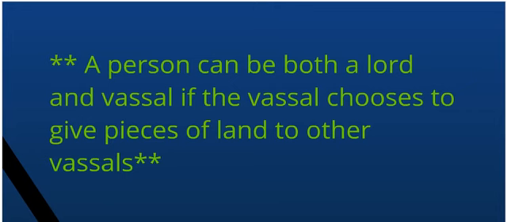Now, a person can be both a lord and a vassal if the vassal chooses to give pieces of land to other vassals. Now, this can be confusing, but if you think of it like this, the king gives a lord a piece of his land, so that lord would be a vassal to the king. Then if the lord gives some of the land that is given to him away, whoever he gives his land away to, that person would then become a vassal to the lord. So the knights were vassals to their lords.